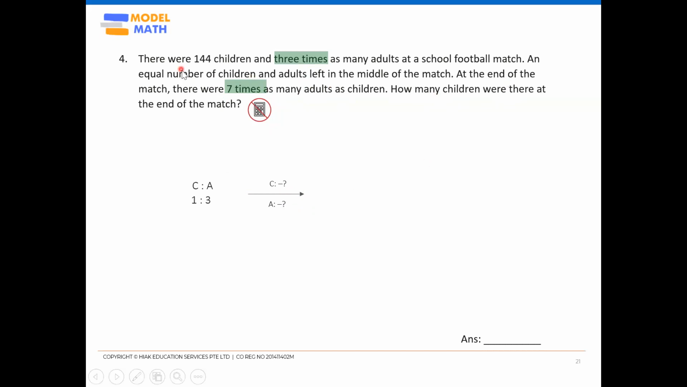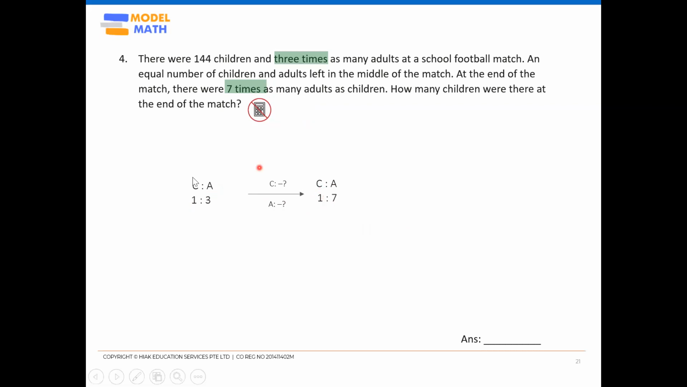Now, at the end, there were now 7 times as many adults as children. Please keep your ratio headings consistent. If here C to A, keep it C to A here as well. Okay, so now adults is 7 units, children will be 1 unit. All right, so once I've recorded down my before, change, after with my ratios, next thing is ask yourself, what is the common base? Because you have 2 ratios. So second step, identify your common base.